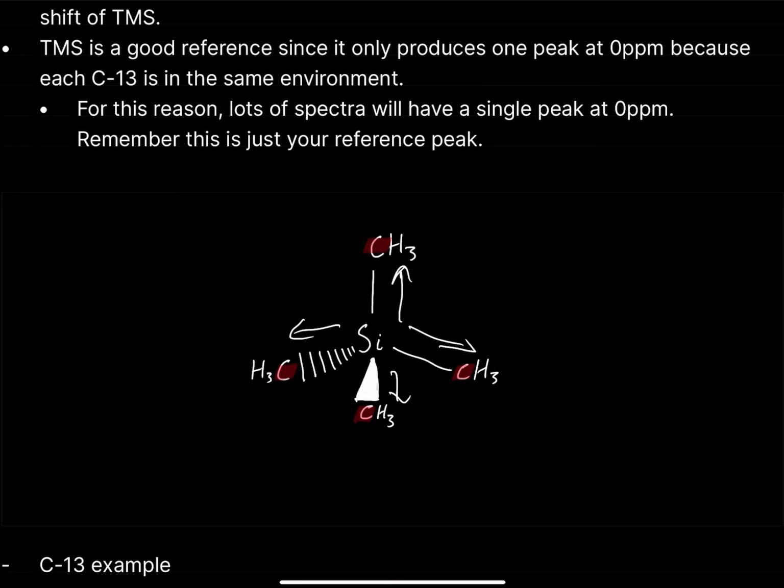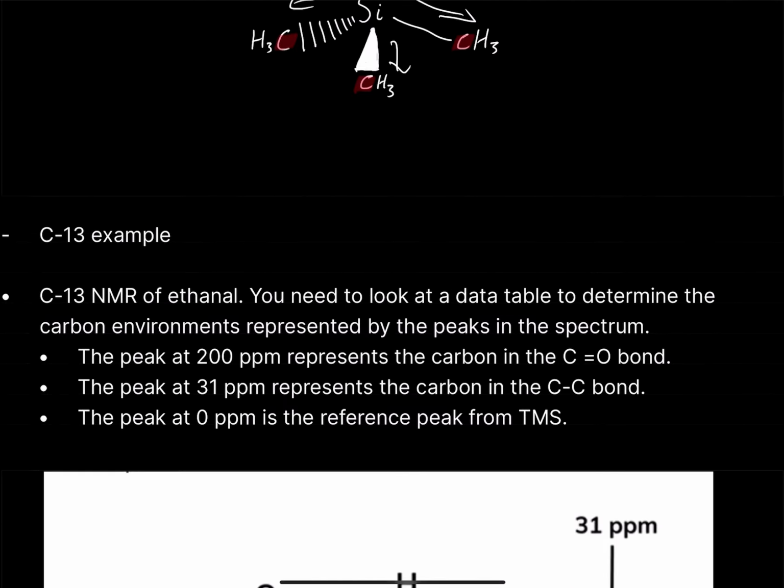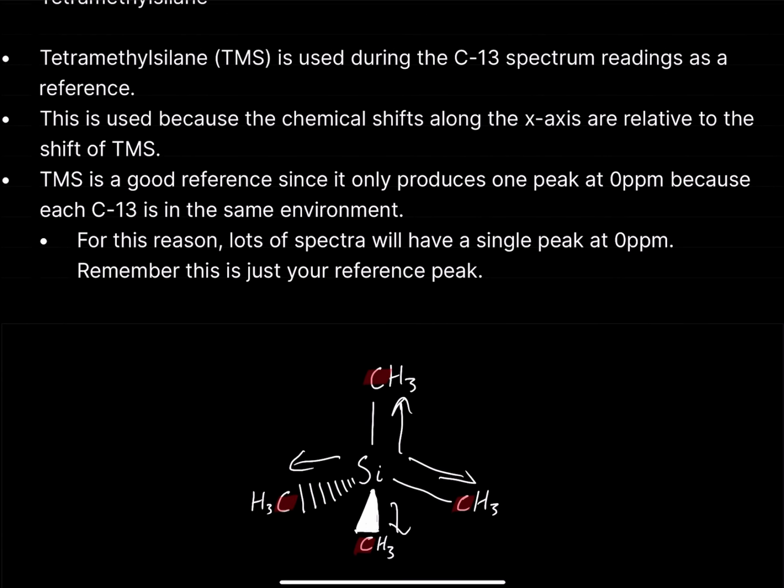And therefore we know the overall peak will be at 0 ppm because it'll cancel out. They're all in the exact same environment, and that's why it's such a good reference. Now, there are other types of reference compounds you could use, not just TMS. The one that I'm thinking of is more for hydrogen-1 NMR, and I'll go through that in that video.